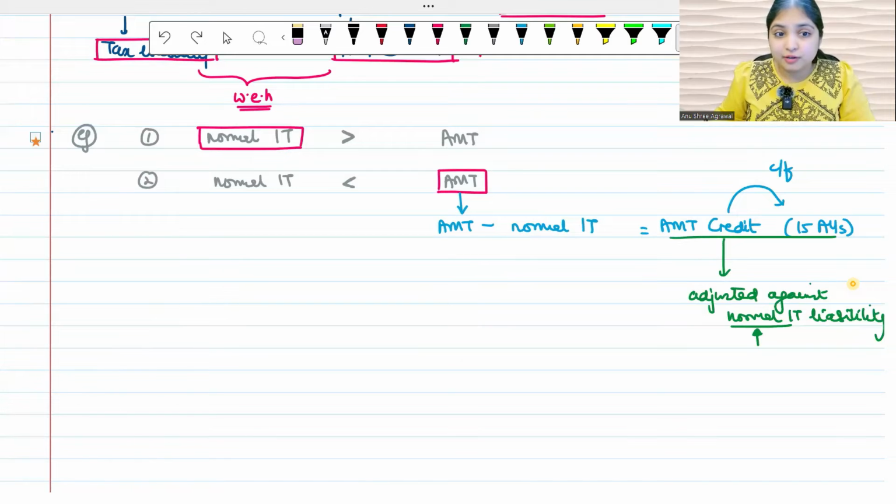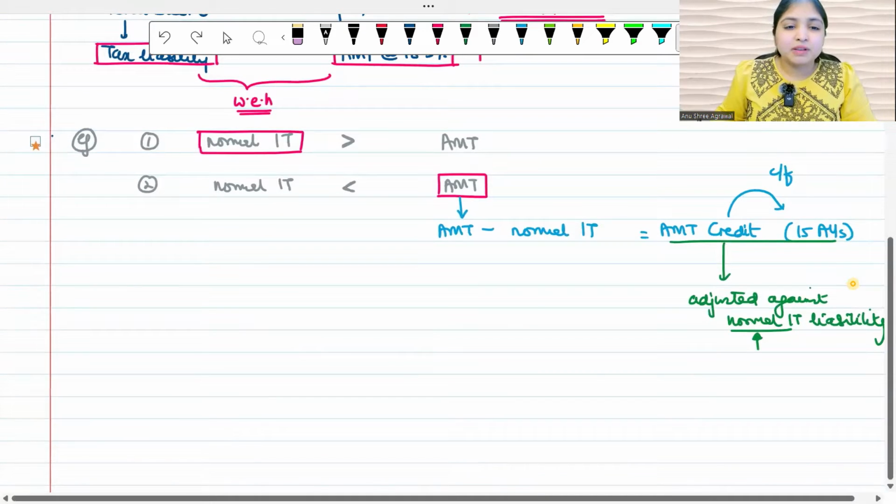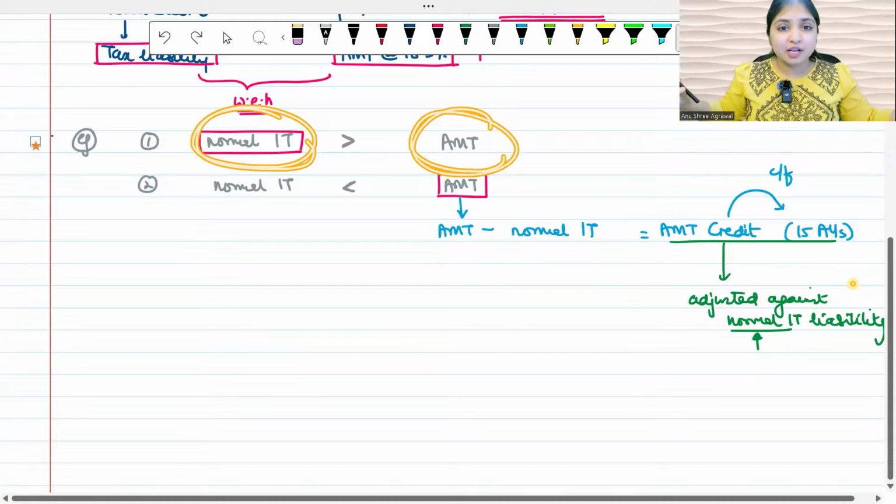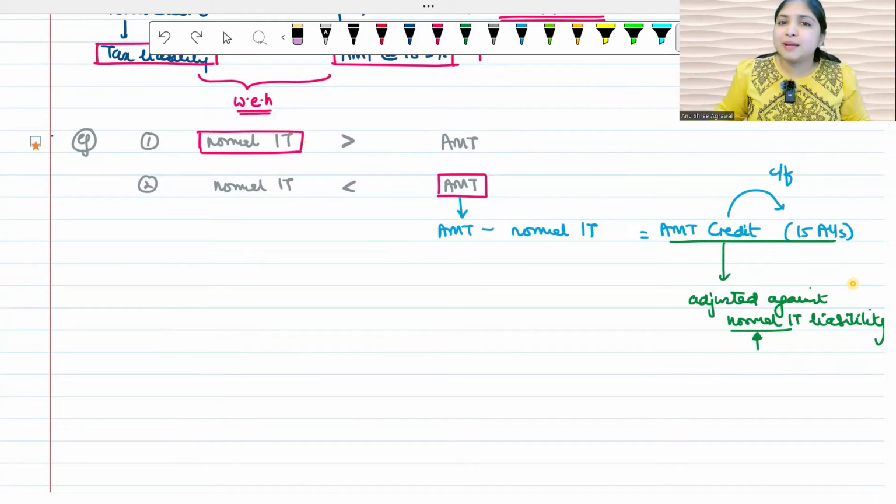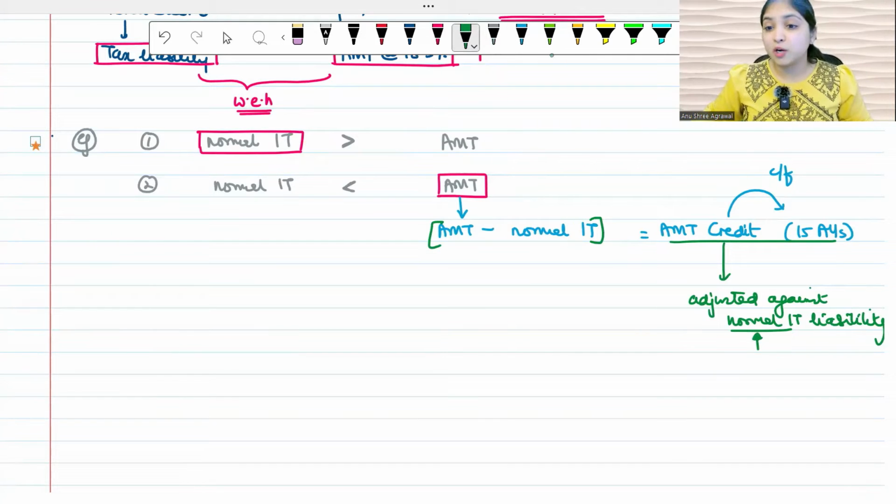We are saying over here that under AMT, we will do the calculation as per normal income tax, and we'll do it as per AMT. Whichever is higher, we'll have to pay. If normal income tax is higher, fine, we'll pay normal income tax. If AMT is higher, fine, we'll pay AMT. But if we are paying AMT, then we will find the difference between AMT and normal income tax. That difference will be called AMT credit. This AMT credit can be carried forward for 15 years.